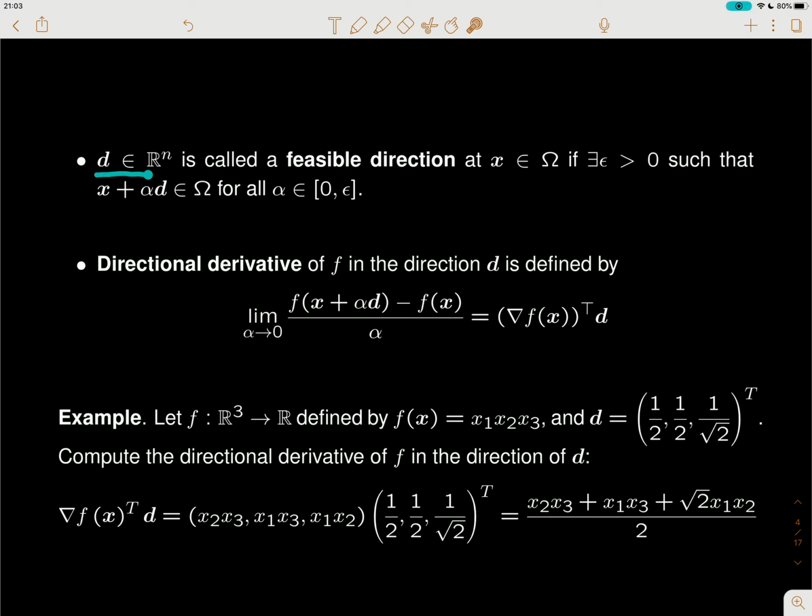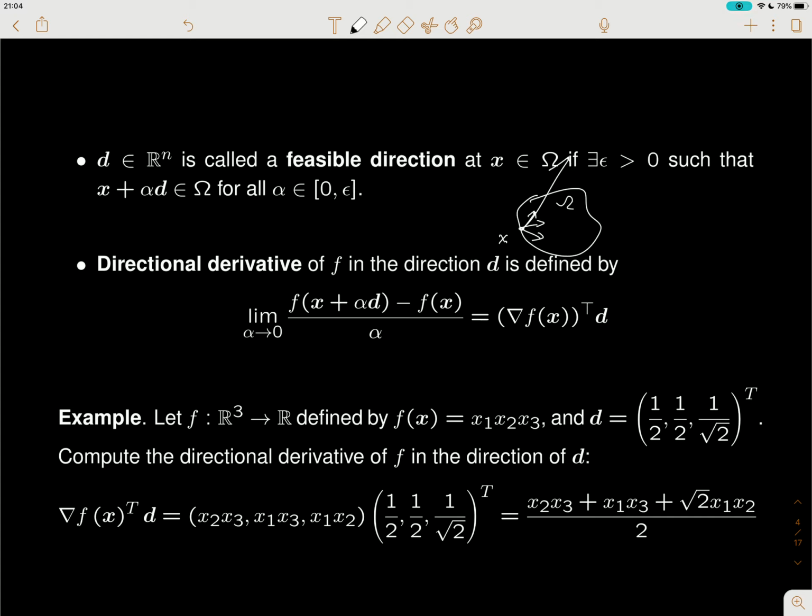Okay, so we call this d a feasible direction if, starting from this x, you are not walking too far away, you just go along the direction d, but you're not going too far, then this x plus alpha d is still inside omega. Then this d is called the feasible direction. So that is the case I drew earlier. So if this is omega, and this is your x, it doesn't matter which direction you go, as long as you are not going too far, right? For example, if you go too far, then you're outside. But as long as you're not going too far, there exists some epsilon, so that as long as your step is not larger than epsilon, you will be still inside omega.